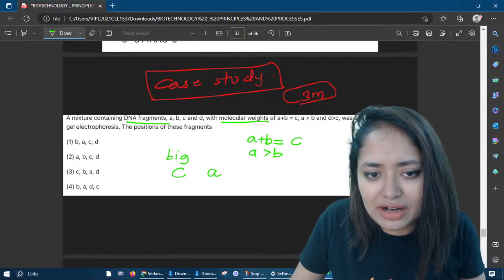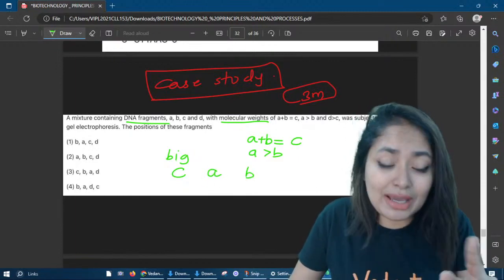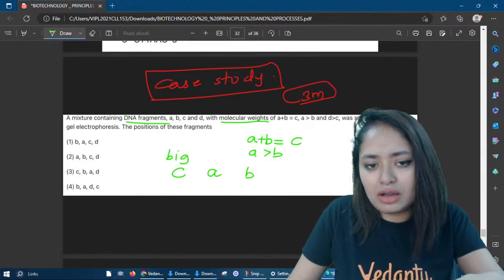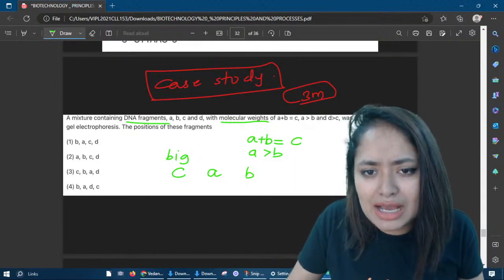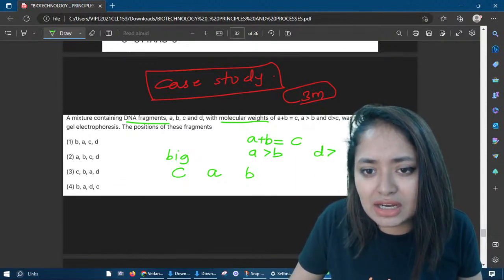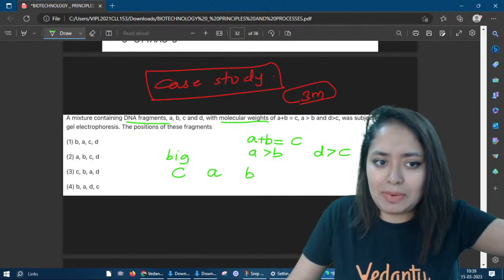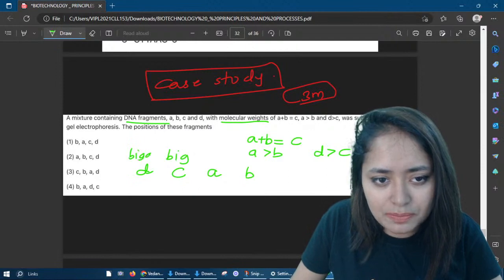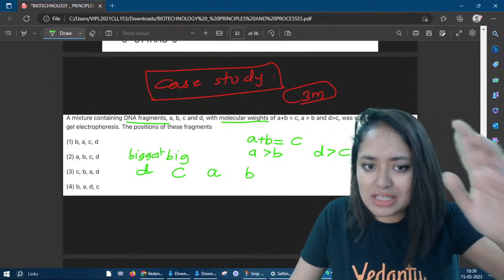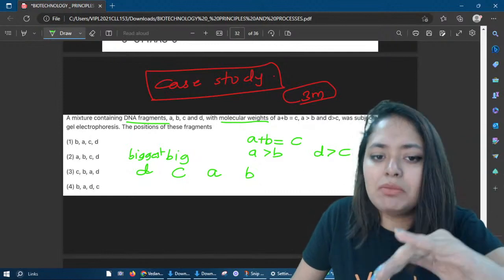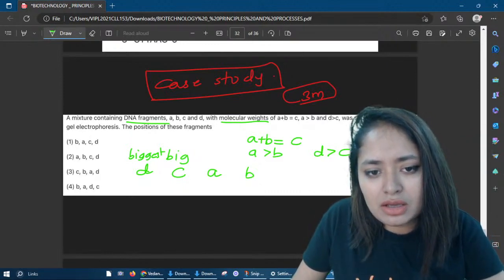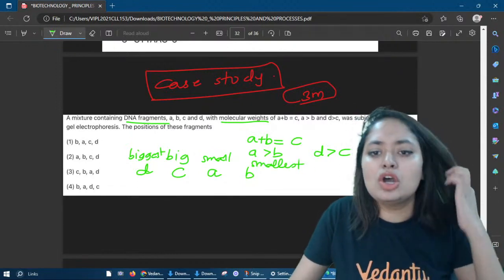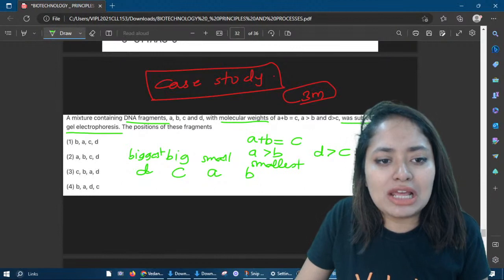So somewhere over here, I will write A, and B I will write like this, because I know for a fact that A is going to be bigger, B is going to be smaller. The last option that they have given is D is greater than C. So D is the biggest, apparently. If D is the biggest, I'll put it over here. So D is biggest, C is big, A is slightly bigger than B. So big, small, smallest. Okay? Now the question is, the mixture was subjected to agarose gel electrophoresis.